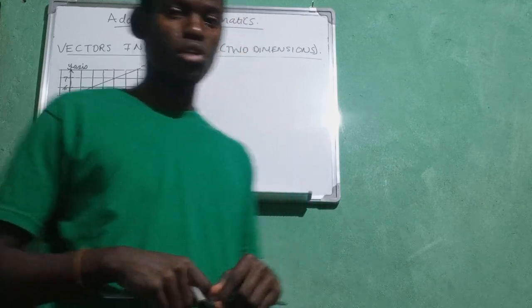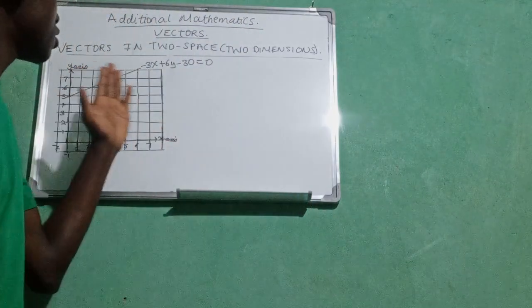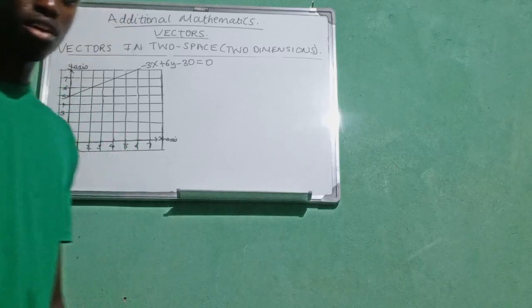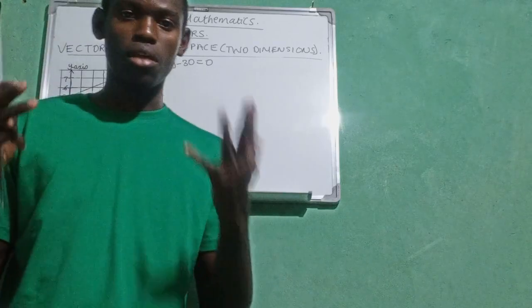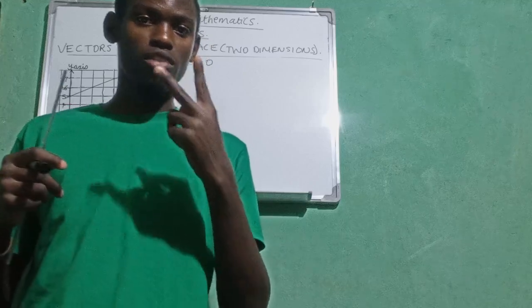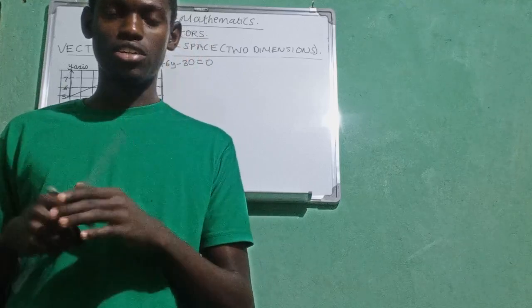This video is going to be about vectors in two space, or two dimensions. I'm not going to look at vectors in 3 dimensions because that is looked at under A levels. So I'm going to look at vectors in 2 dimensions.